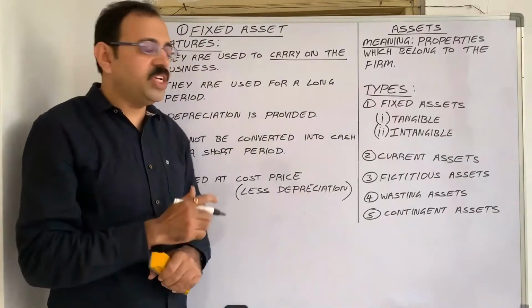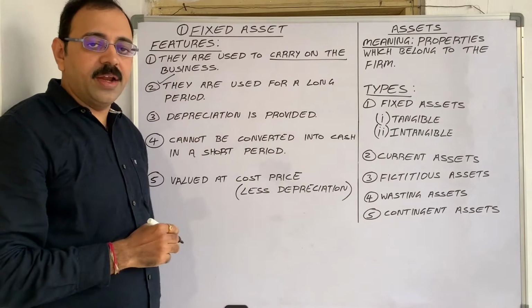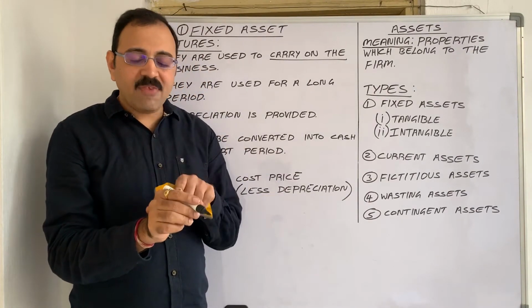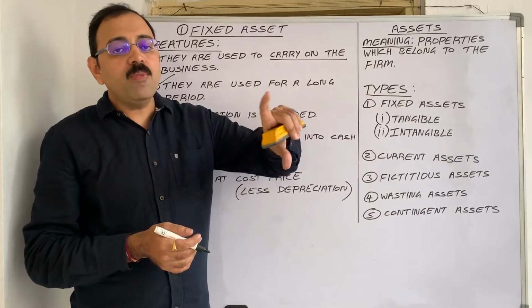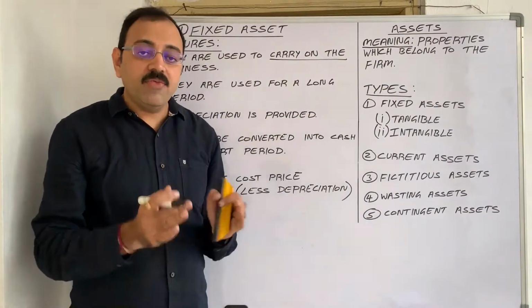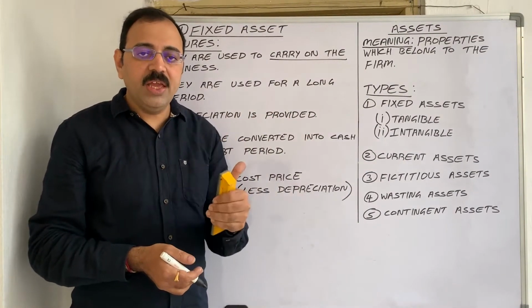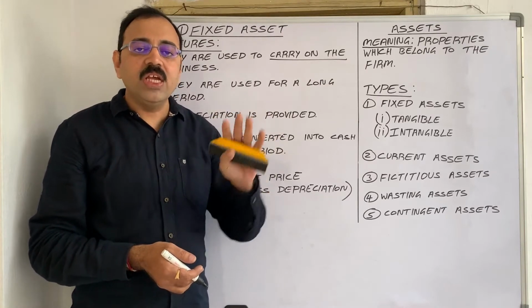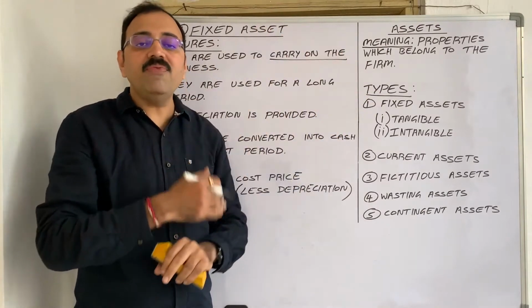Now the second feature is they are used for a long period. Take the same example. The firm purchased a machine to manufacture this pen. That machine is used for more than 1 year. Therefore, fixed assets have a long life. Machinery, furniture, land, vehicles, all these fixed assets we use for a long period. They give long-term benefit to the firm.